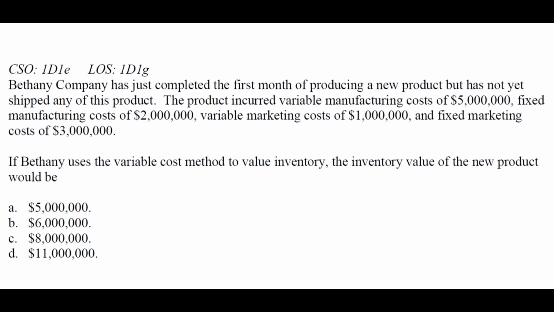Correct answer: A. $5 million. Under the variable costing method, only variable manufacturing costs are assigned to inventory, while fixed manufacturing costs and all marketing costs are expensed immediately. Since no units have been sold, the ending inventory is $5 million.